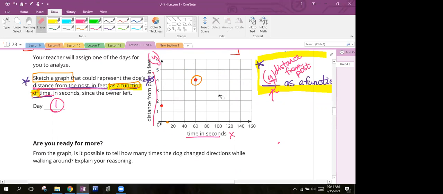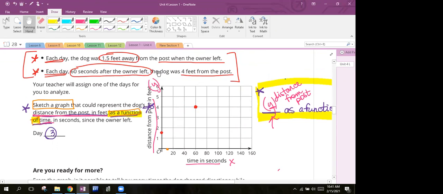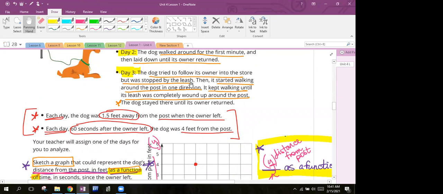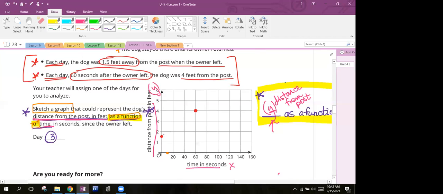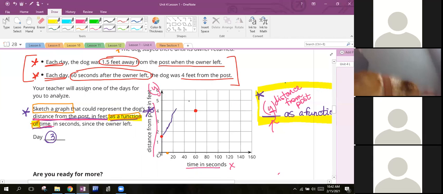Okay, so yeah. All right, and then the last one we have is day 3. So let's go to day 3. It says the dog tried to follow its owner into the store but was stopped by the leash. So the owner started going inside, but the dog started following him, and he got stopped by the leash. Does that mean he was getting closer to the post or further from the post? He was getting further from the post, so my line's going to be going up. Okay, but it can't go past what?